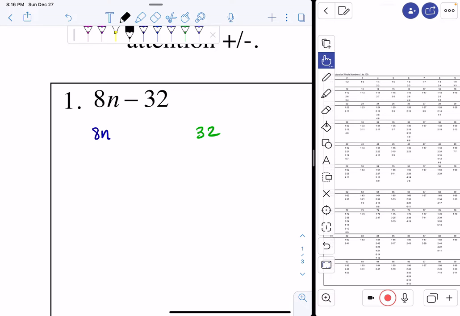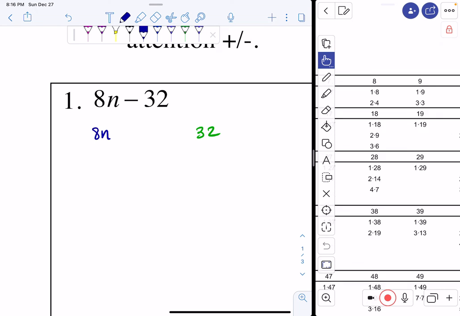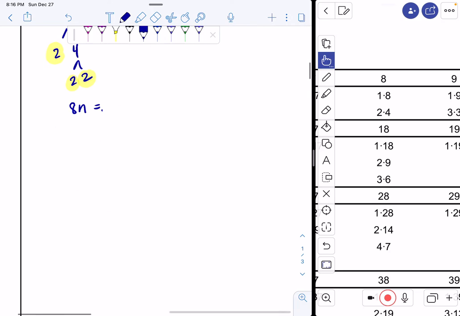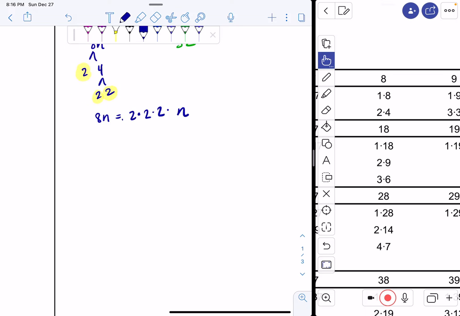So when I break apart an 8, I can do it in a bunch of ways. I mean, just actually one way, actually. So I'm going to break it apart as 2 and 4. 2 is prime. I'm going to break apart my 4 as 2 and 2. So I can say 8n is equal to 2 times 2 times 2 times n. And the reason why I'm putting just one n is because it's an 8n.